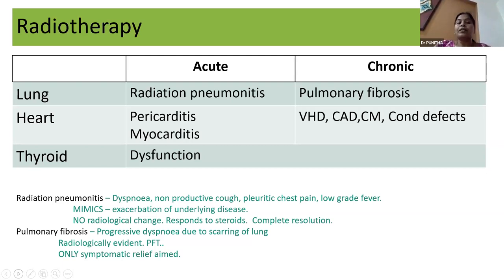The cardiac effects of radiotherapy in the acute stage can cause pericarditis and myocarditis, while in the chronic phase, they can present with valvular heart disease, coronary artery disease, cardiomyopathy, and conduction defects. The chronic effects are much more common than the acute effects. And in the thyroid, it can cause dysfunction. So it is better to do a thyroid function test before surgery if a patient presents after radiation. Next slide.